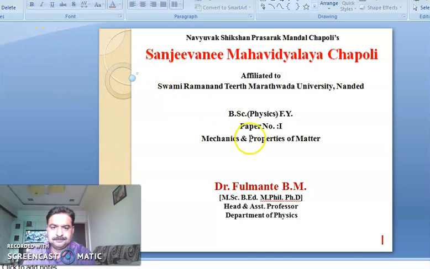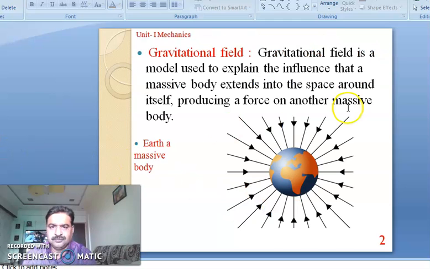Here, the first concept is gravitational field. Gravitational field is a model. It is used to explain the influence that a massive body extends into the space around itself, producing a force on another massive body.